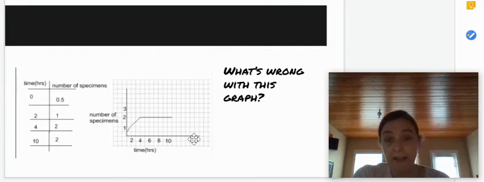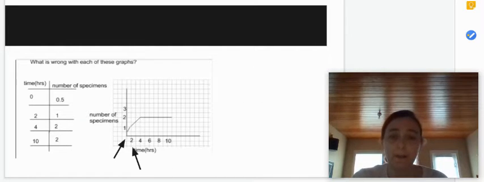And we have an x-axis, and it has to go up to 10. And it does. It goes 2, 4, 6, 8, 10. And then they plotted the points. But there's something wrong on the x-axis. Take a look really carefully.